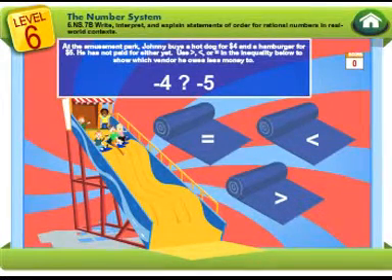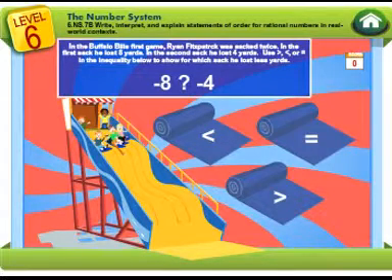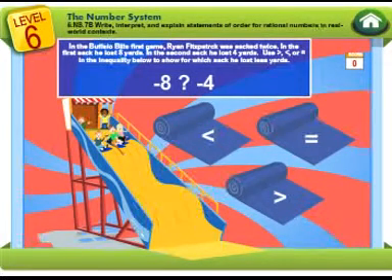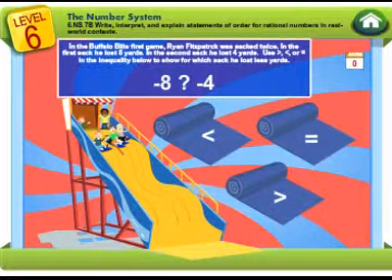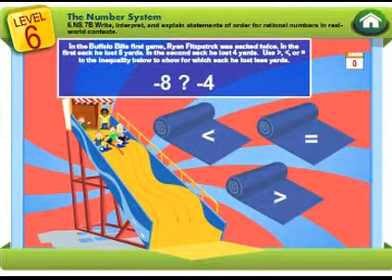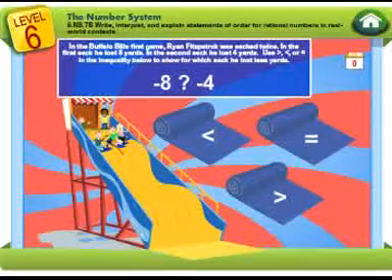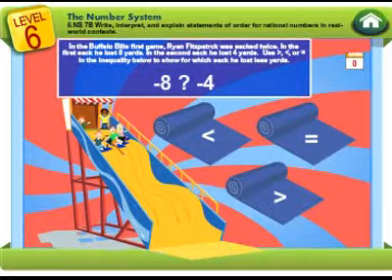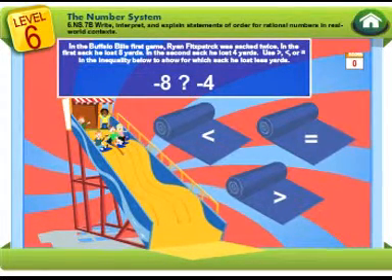In the Buffalo Bills' first game, Ryan Fitzpatrick was sacked twice. In the first sack, he lost 8 yards. In the second sack, he lost 4 yards. Use greater than, less than, or equal to in the inequality below to show for which sack he lost less yards.